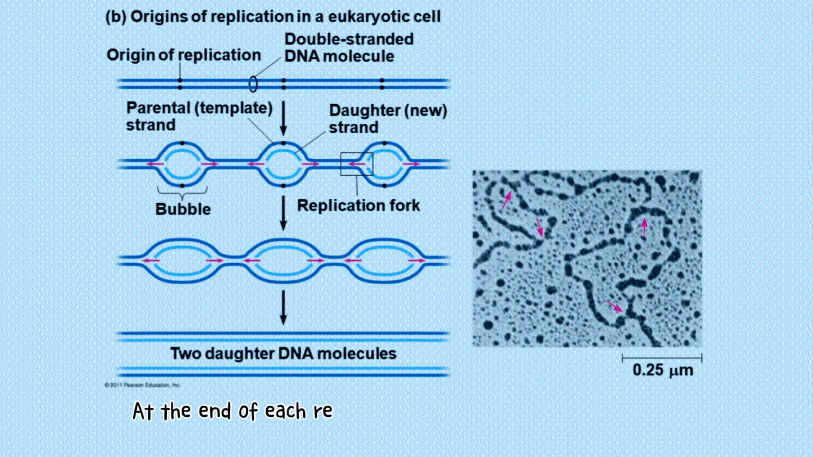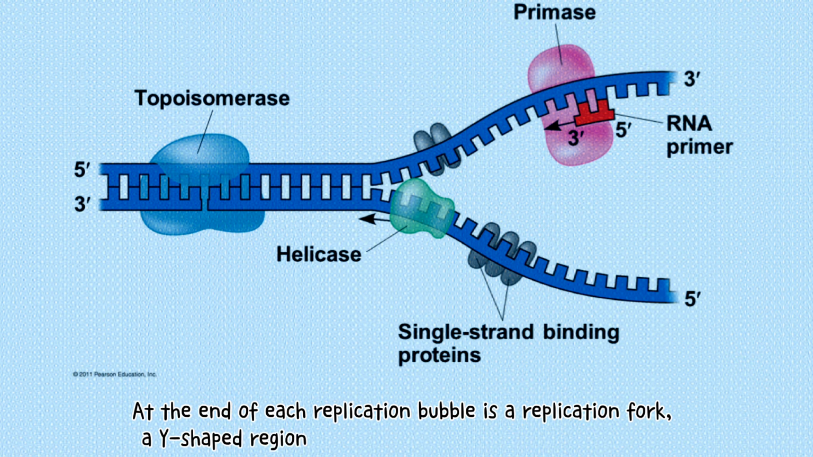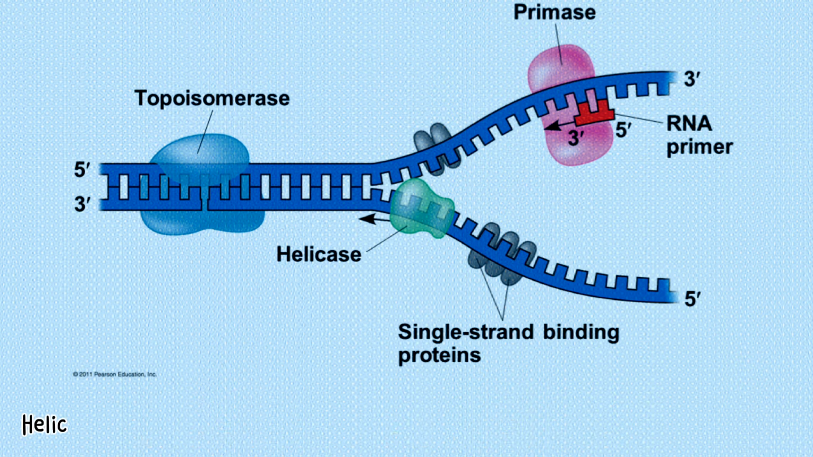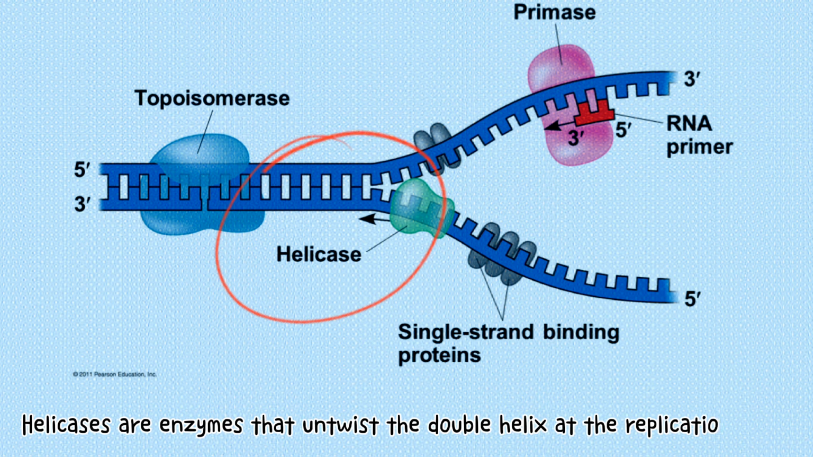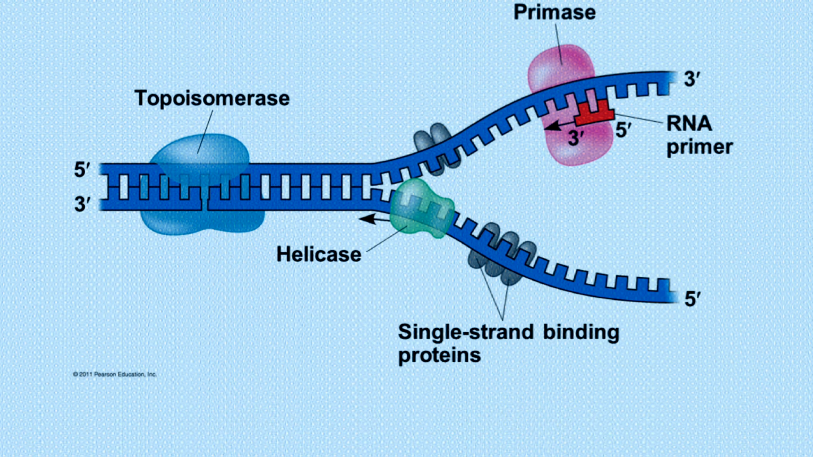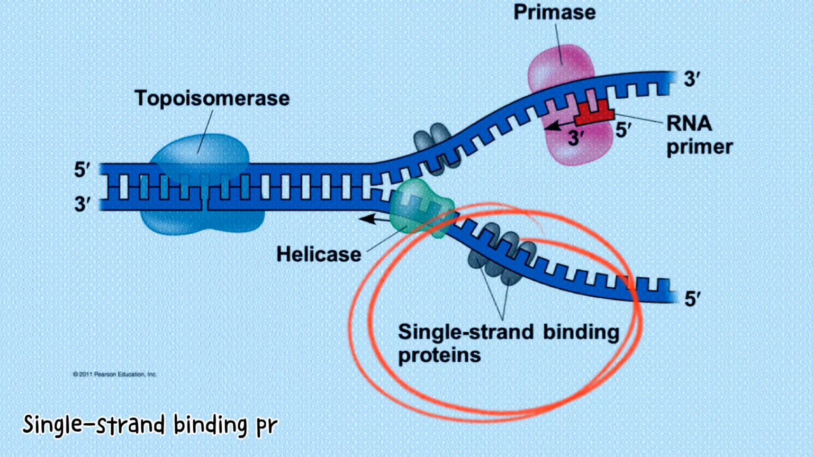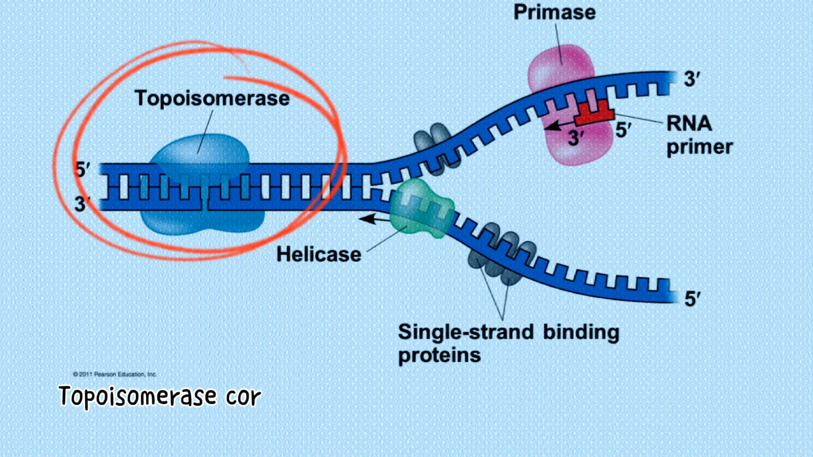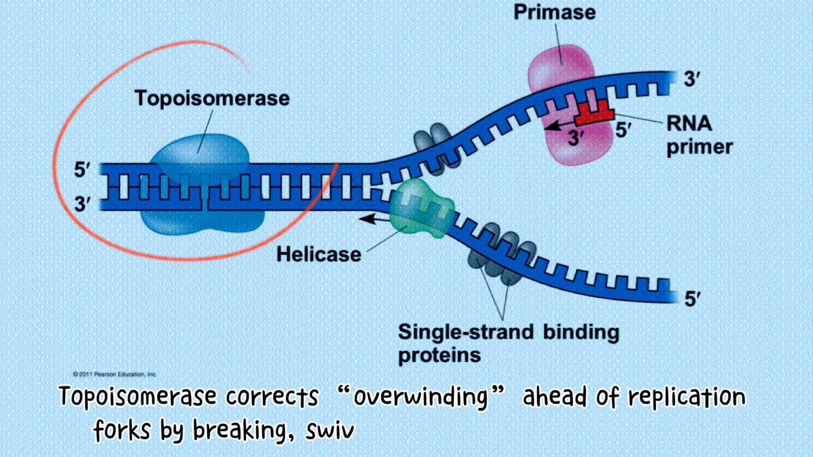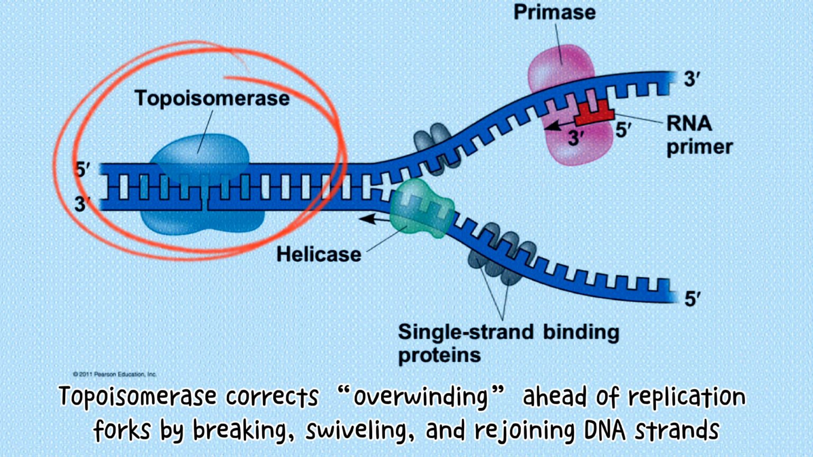Replication proceeds in both directions from each origin until the entire molecule is copied. At the end of each replication bubble is a replication fork, a Y-shaped region where new DNA strands are elongating. Helicases are enzymes that untwist the double helix at the replication forks. The single-strand binding proteins bind to and stabilize single-stranded DNA. The topoisomerase corrects overwinding ahead of replication forks by breaking, swiveling, and rejoining DNA strands.